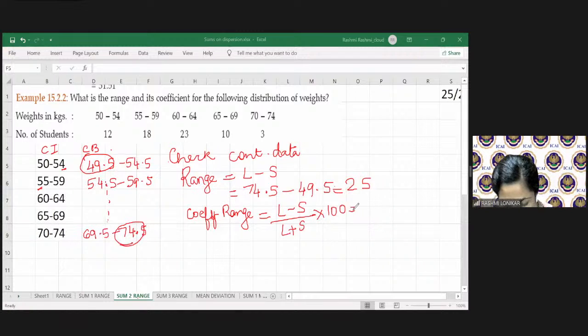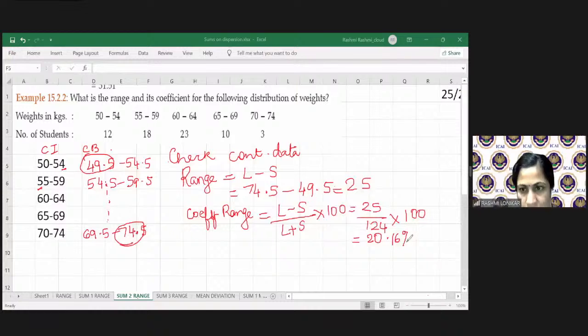Excellent. Yes, Shalini, Manisha, Shonya. Yes, Shalini. Very good. So she has got the answer as 25 upon, that is 25 divided by 124, into 100. And that comes to how much? 20.16%. Right? Excellent. I hope everybody has understood this.